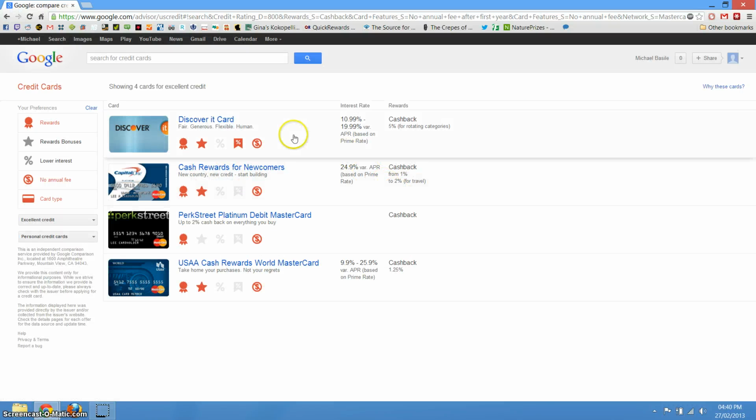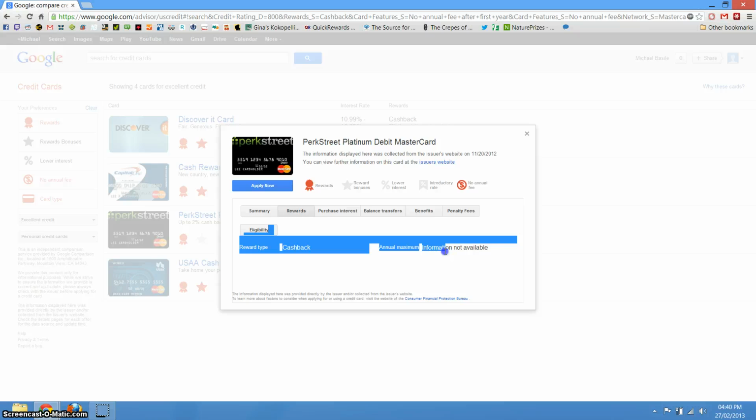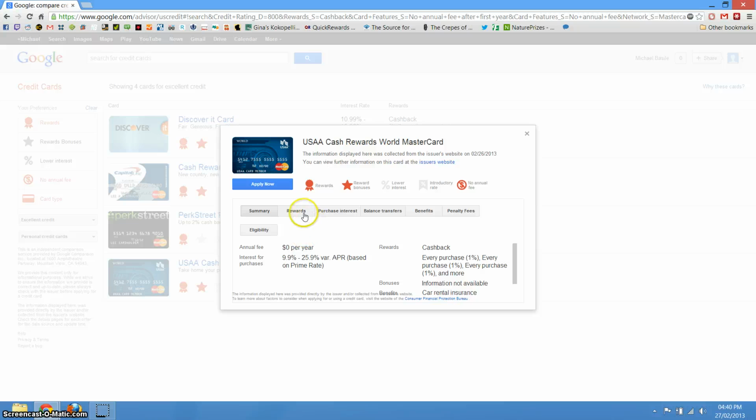So looking at it, I'd really base my card on cashback. So let me see. This one doesn't have cashback. I don't really know what cashback is, so I'm gonna have to cross out the Perk Street Platinum Debit and MasterCard. And this one only has 1.25%. That's really not that great.